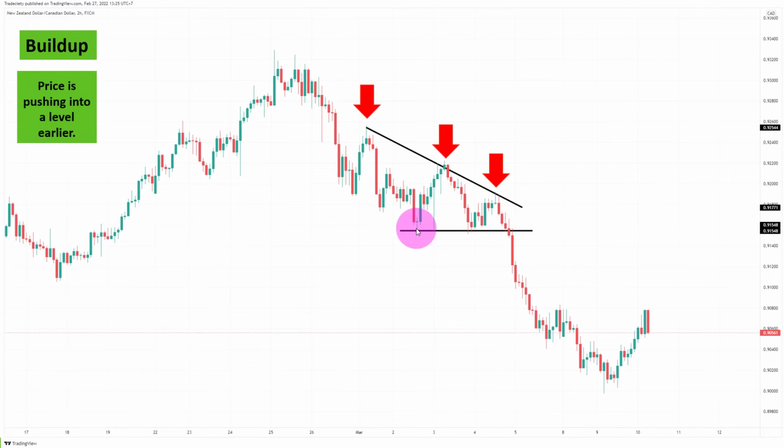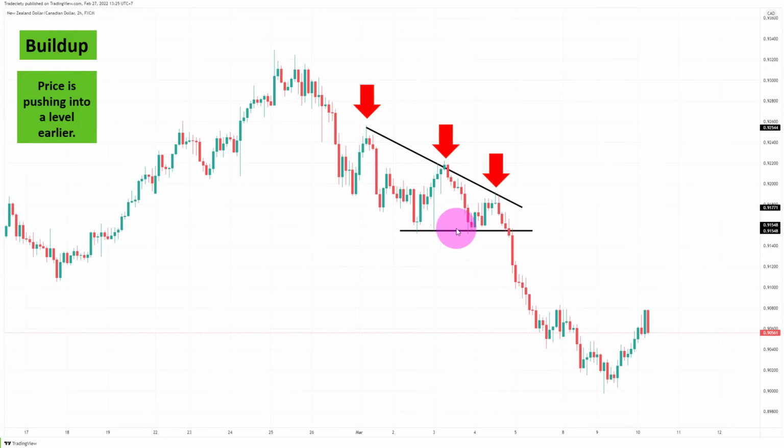The build-up, I love the build-up when it comes to horizontal support and resistance, but we can also use the concept of trend lines here very, very nicely. And what you have to ask yourself with the build-up: how strong is the market pushing into a level, and is the market pushing into highs or is it pushing into lows, and how are the highs and the lows shaping on your charts? So we can clearly see on the left side we were in an uptrend, higher highs and higher lows.